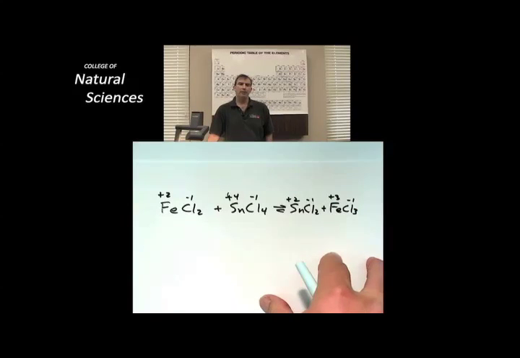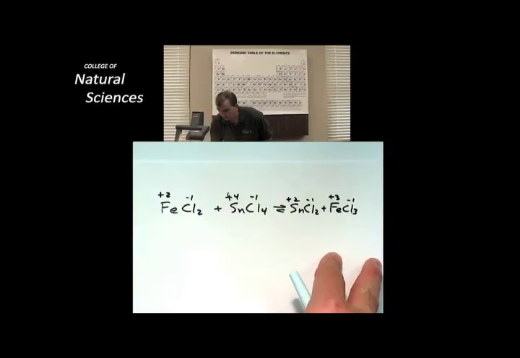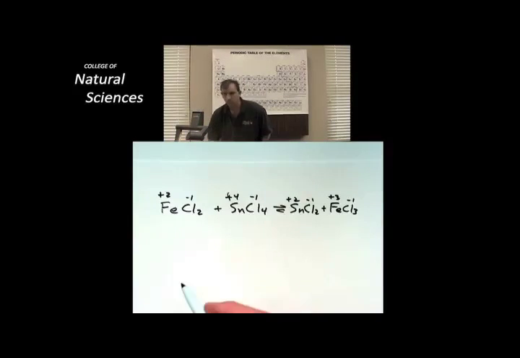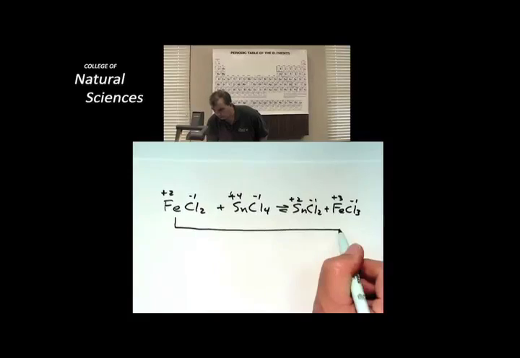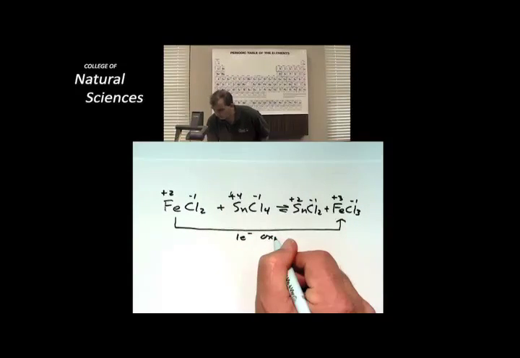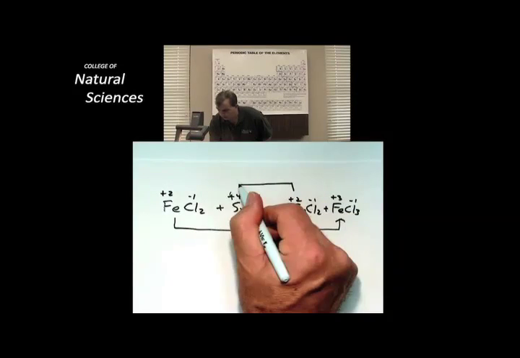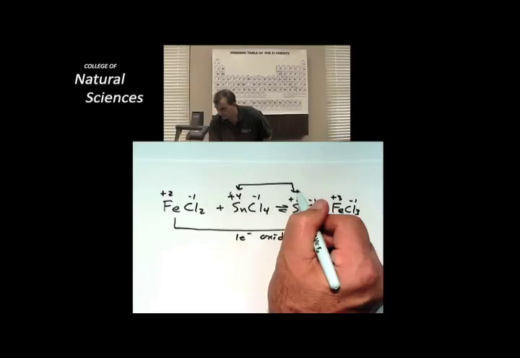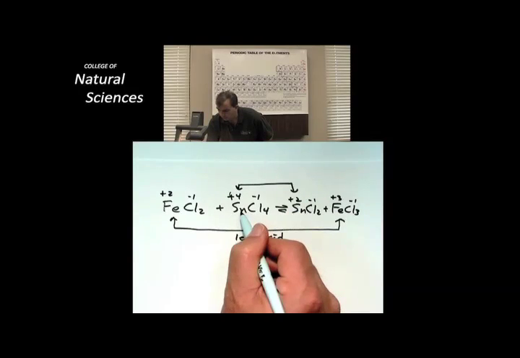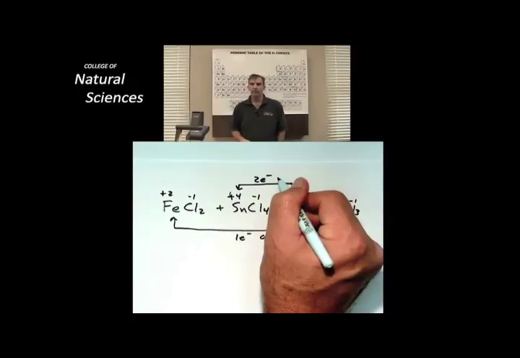The next step is to find out what's being oxidized and what's being reduced. In this case here, my iron is going from +2 to +3. So this is a 1 electron oxidation. And there must therefore be a reduction taking place, and that's taking place right here. This is tin +4 making tin +2, so this would be a 2 electron reduction. So far everything looks nice and simple.